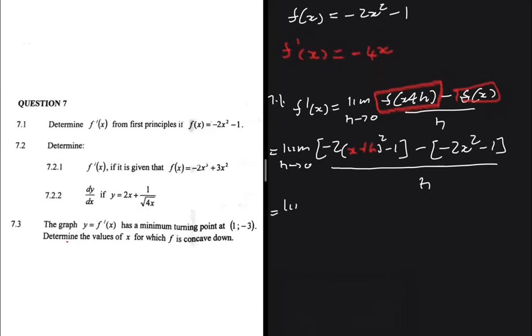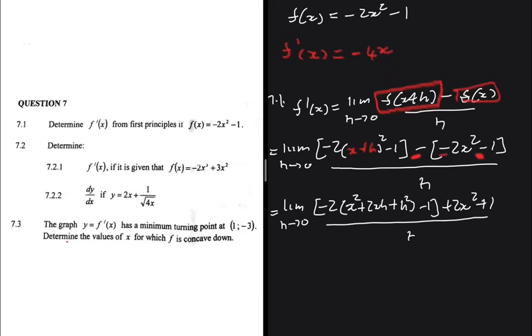So we're gonna have the limit as h tends to 0 of minus 2, and then x multiplied by x, that is x squared. X multiplied by h is xh. You multiply that by 2, you get plus 2xh, and then h multiplied by h, that's h squared, right? And then we have minus 1, and then minus multiplied by minus will give us plus 2x squared, and then minus multiplied by minus again will give us plus 1, and then everything divided by h, right?